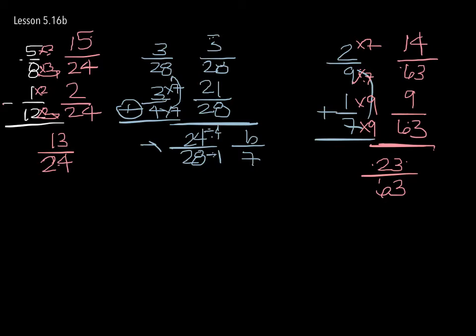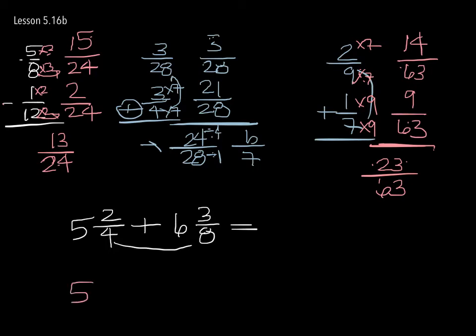Our final problem, boys and girls, is, and we're going to write this one horizontally again, 5 2/4 plus 6 3/8. Okay? What we need to do is figure out where 4 and 8 meet, and hopefully you realize, boys and girls, that 4 and 8 meet at 8. So we're going to rewrite, and we're going to make sure we write our whole numbers, something over 8 plus 6 and 3/8, because this one here is already in the language of 8.